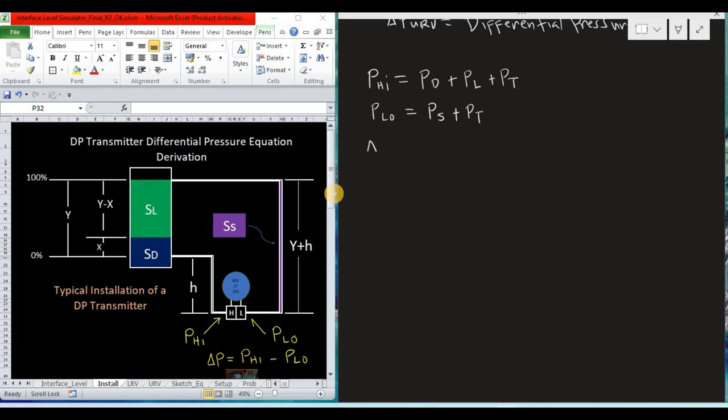Now, the differential pressure is the difference between P high and P low. So we can write delta P as PD plus PL plus PT minus PS minus PT. So we can cancel out PT and PT, leaving us with delta P equals PD plus PL minus PS.